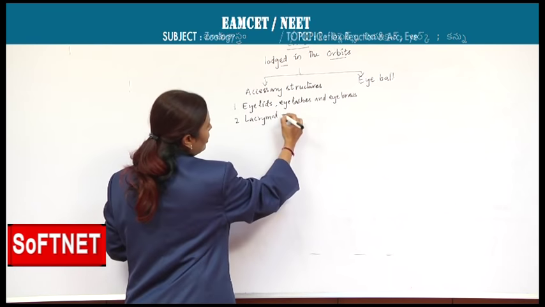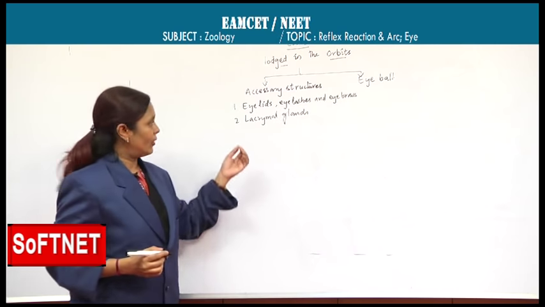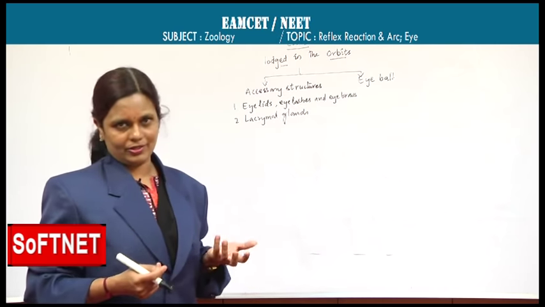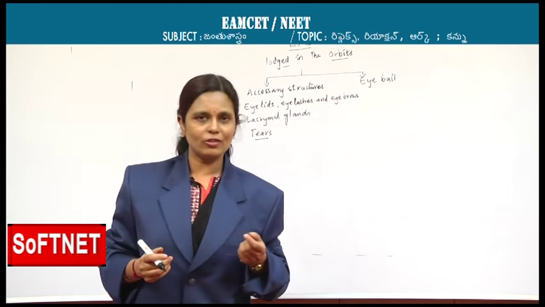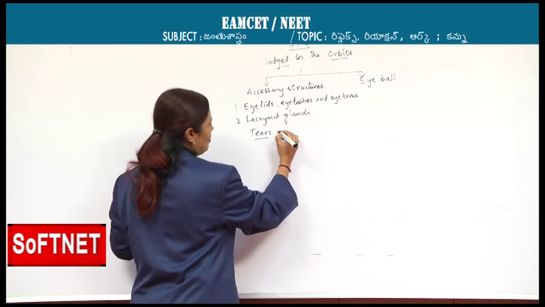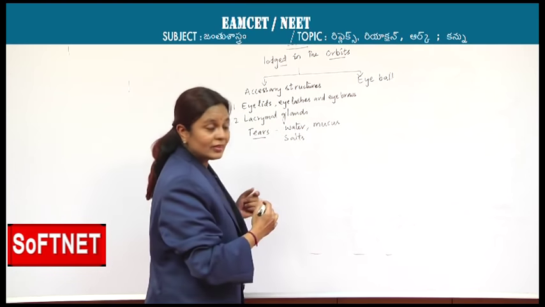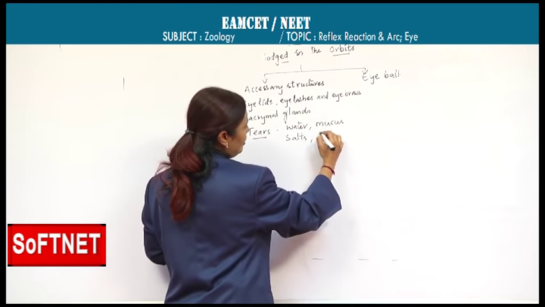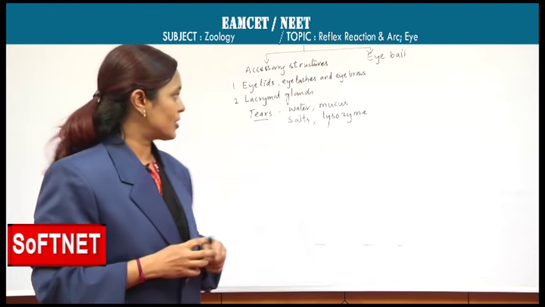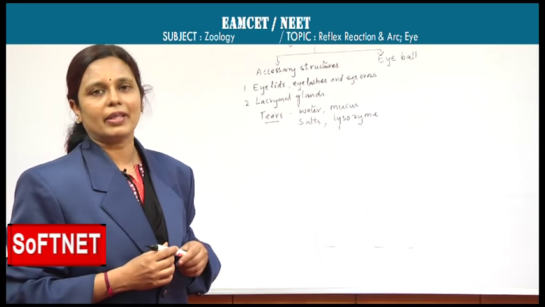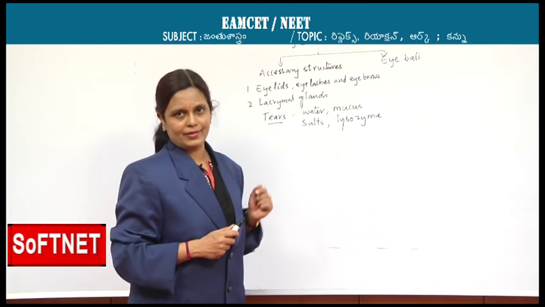lacrimal glands associated with the eyeball. Now, the secretions of these lacrimal glands, you call it as tears. When we discuss the composition of the tears, it is chiefly made of water, salts, and one bactericidal enzyme, that is lysozyme, an enzyme specialized in killing the bacteria that enter our eyes.